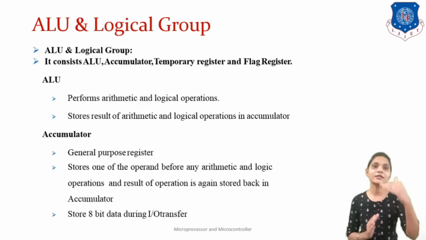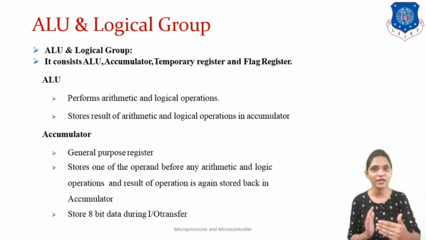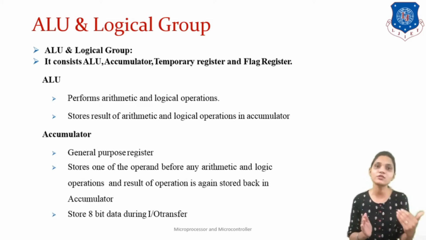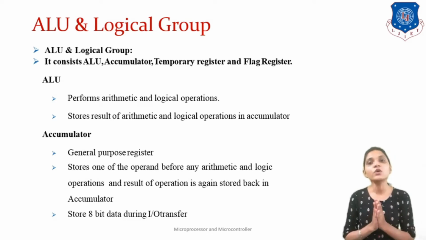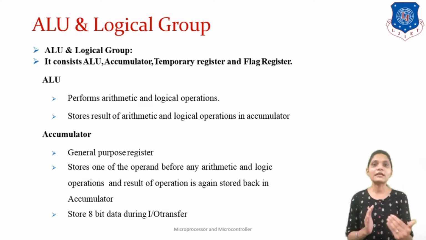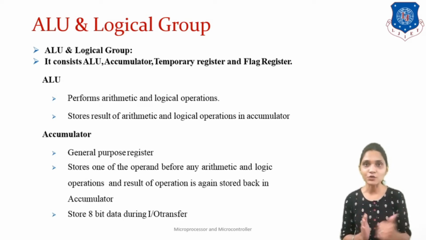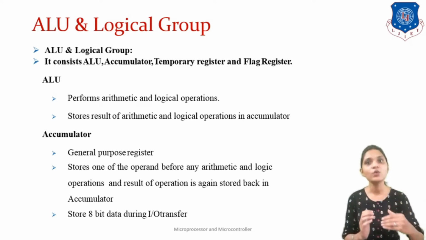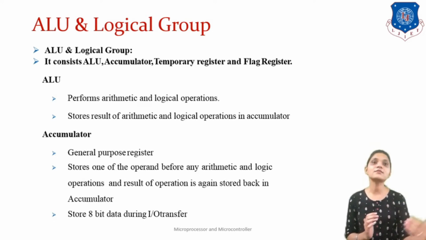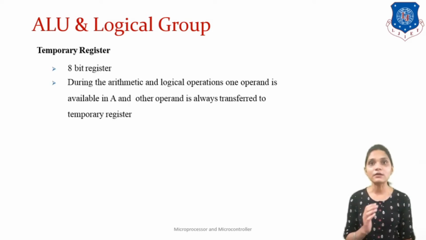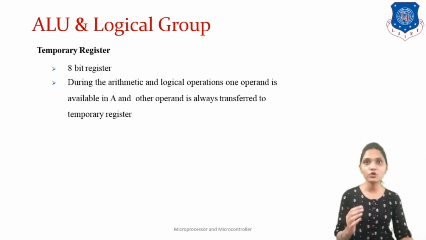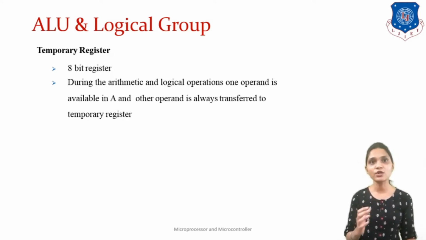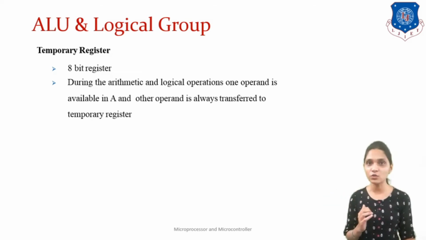Okay, the accumulator, that we have already learned, is the general purpose register of 8 bits. It stores one of the operands before the arithmetic and logical operation and also stores the result of the operation. It also stores the data during the IO operation, or you can say IO transfer. The temporary register, as we know, is also of 8 bits, and during the arithmetic and logical operation one of our operands is stored in the temporary register and one is in the accumulator.